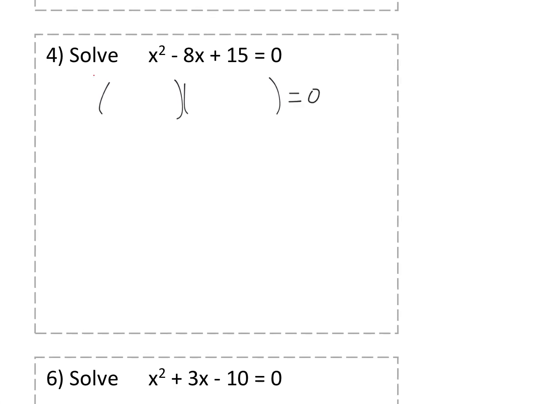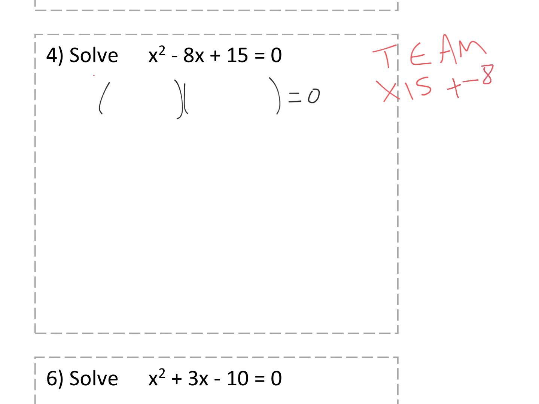So we can write it down but ignore the equals 0 for a minute. We're just going to factorize x squared minus 8x plus 15. To factorize a quadratic, we can remember TEAM. We're looking for two numbers which times to give the end number, which is 15, the end number of this quadratic expression on the left hand side, and add to give the middle number, which is minus 8.